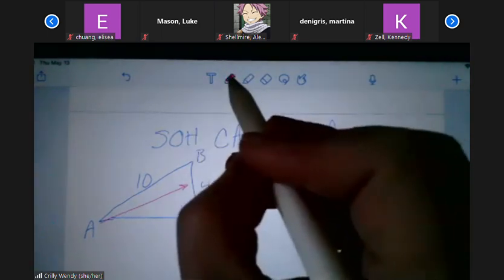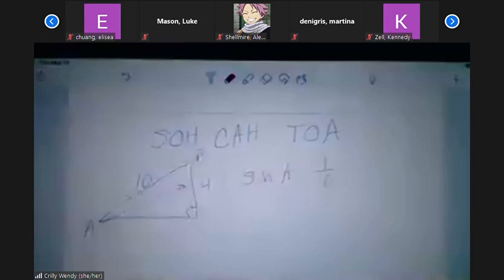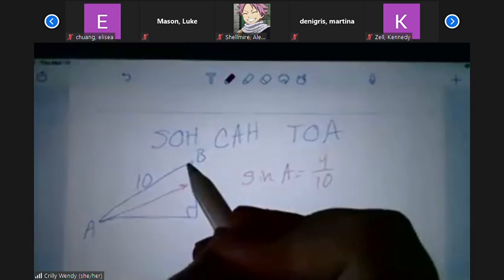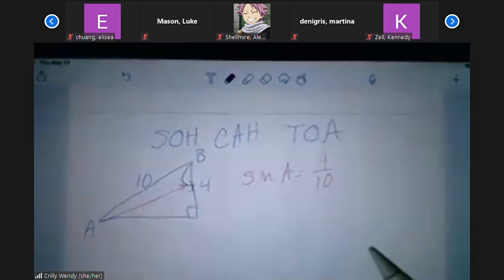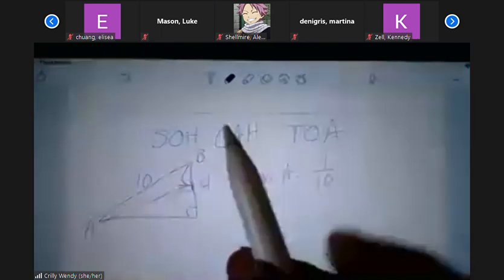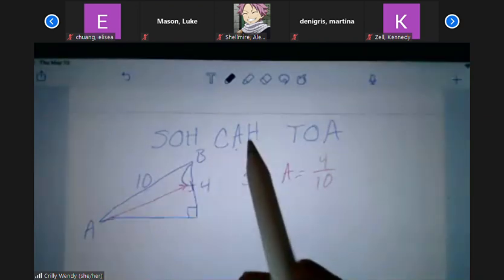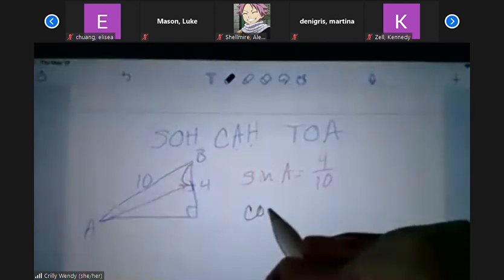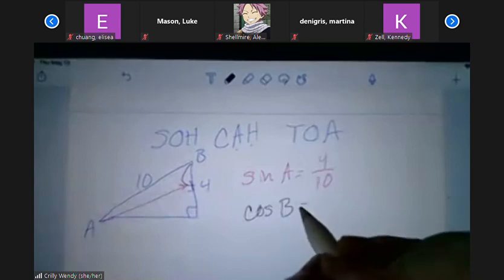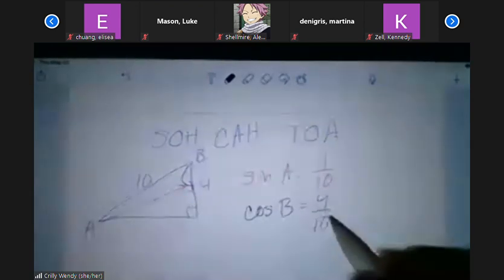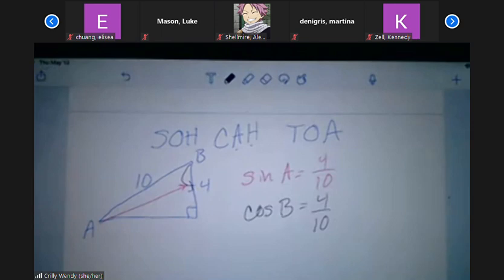Whereas if I was looking at angle B, the 4 for angle B is the adjacent leg, but the 10 is still the hypotenuse. So cosine is adjacent over hypotenuse. So the cosine of B is 4 over 10. So it completely depends on which angle you're looking at.